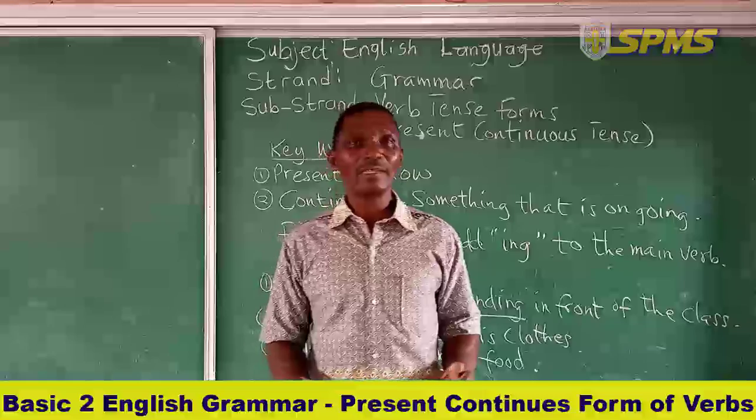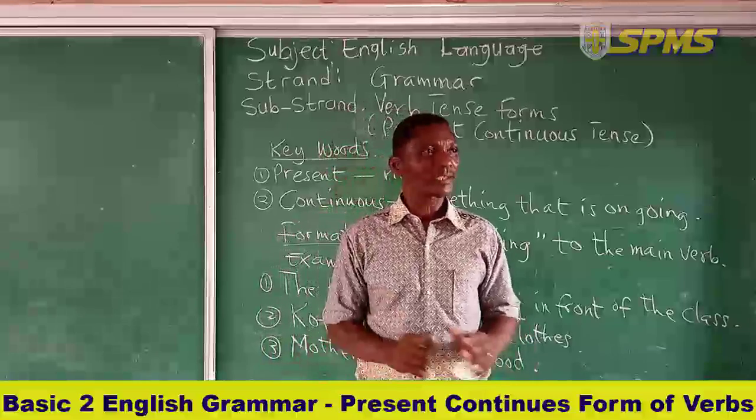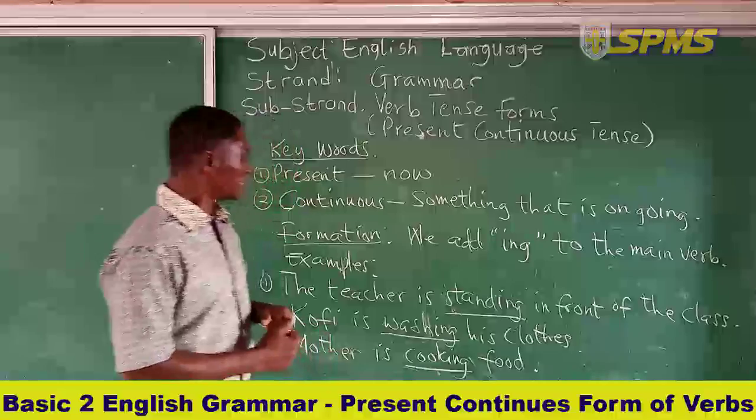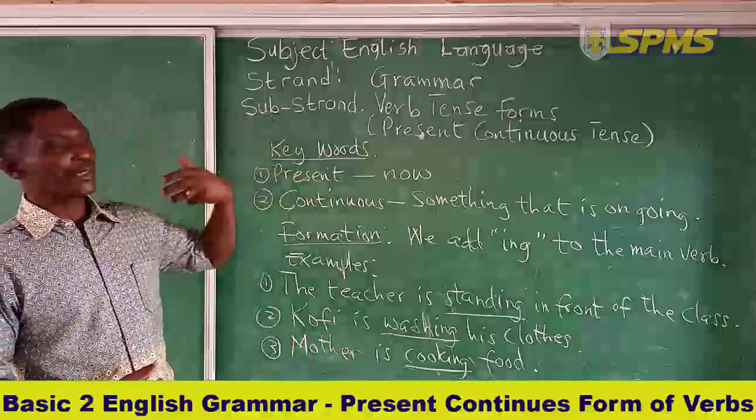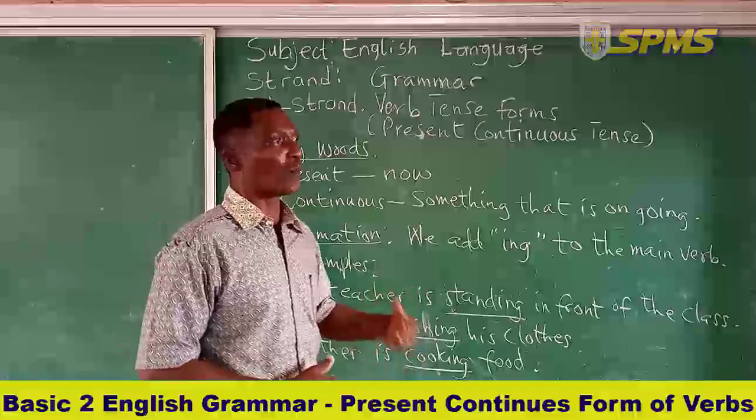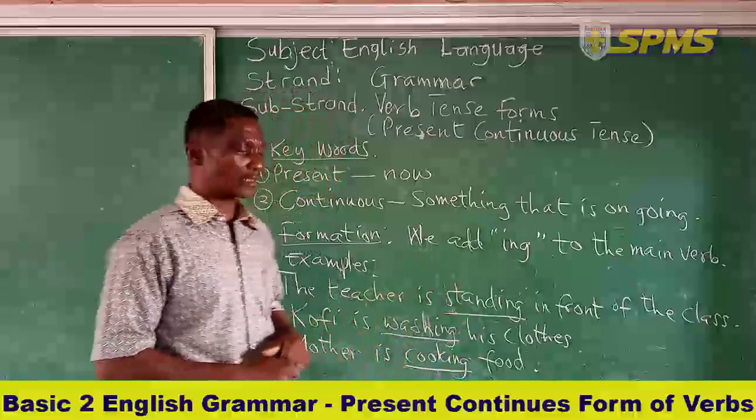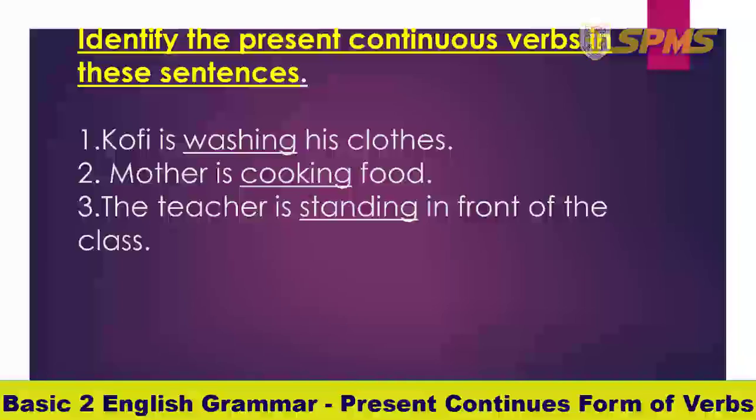Children, are you with me? Good. You are doing well. Let's continue. Now, let's try to identify the present continuous form of verbs in these sentences. 1. Kofi is washing his clothes. The continuous verb in the sentence is washing. It ends in ing, washing. So you can see Kofi performing the activity of washing.